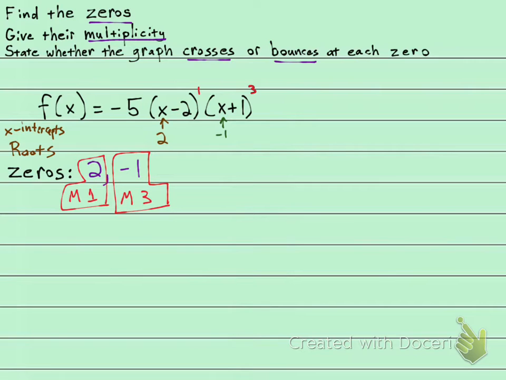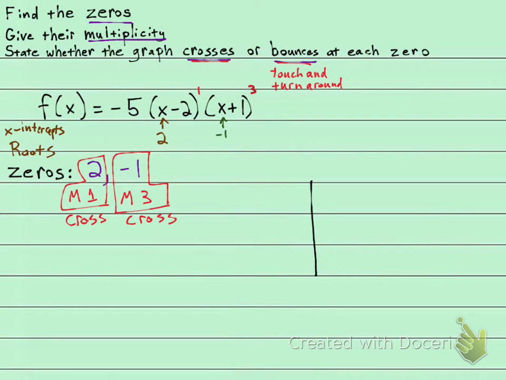Okay, and then they're asking us to state whether the graph crosses or bounces at each zero. Bounces, they also call touch and turn around. If your multiplicity is odd, it will cross. So a multiplicity of 1 will cross, and a multiplicity of 3 will cross. If your multiplicity is even, it will touch and turn around. Let me give you some quick examples of that.